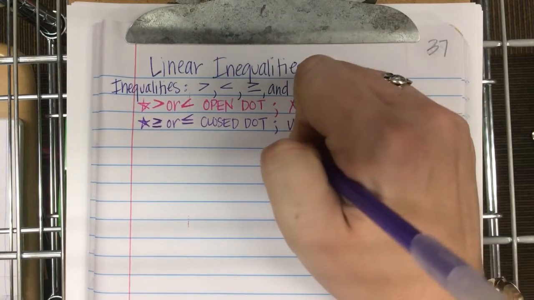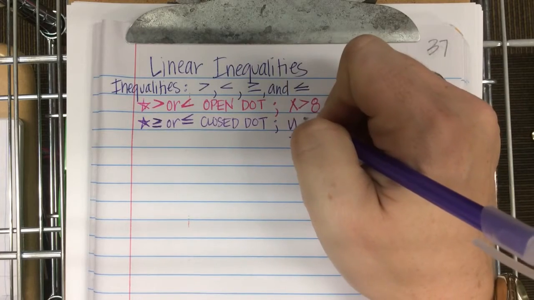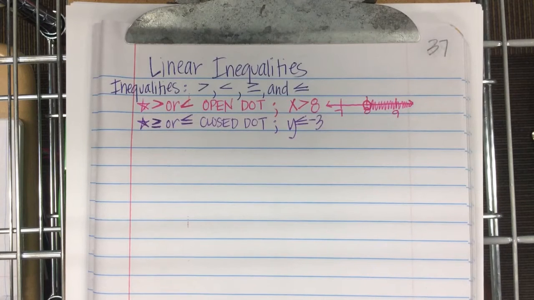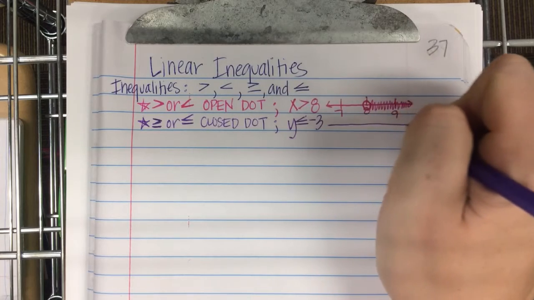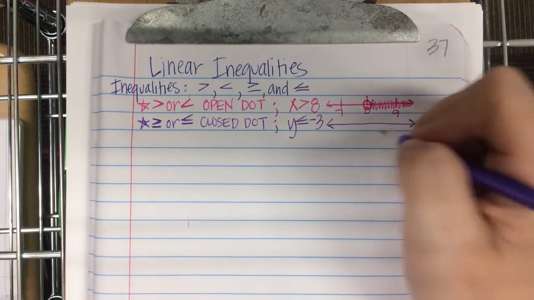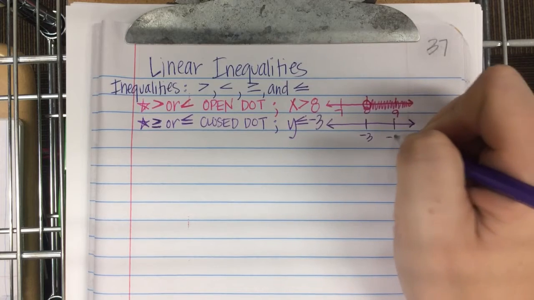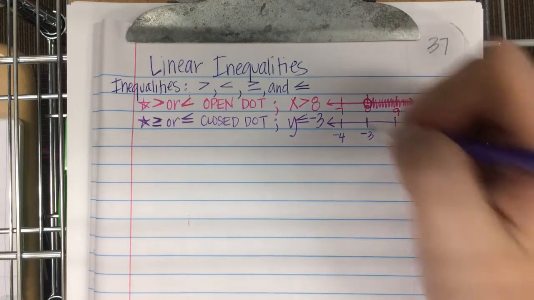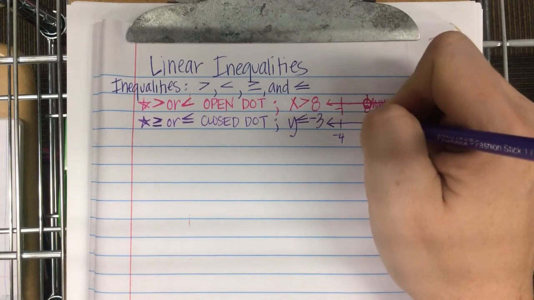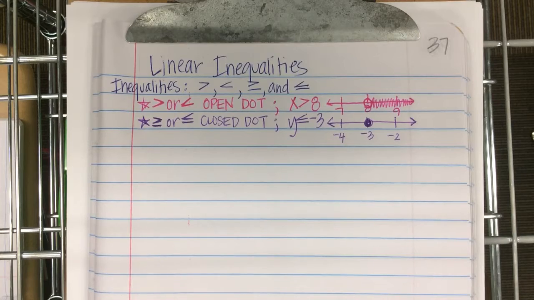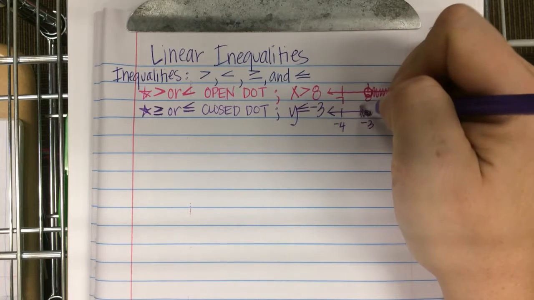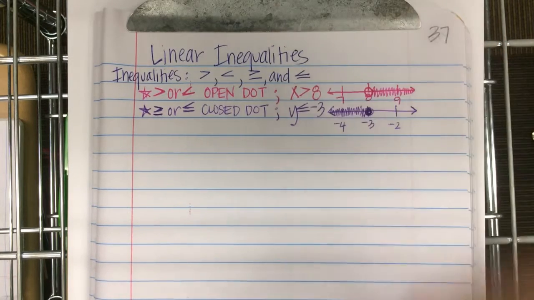And I have y is less than or equal to -3. So if I draw my number line, y is less than or equal to -3. I have -3, I have -2, I have -4. It's a closed dot. And since y is smaller than or less than -3, that's down. It's below. It's to the left.